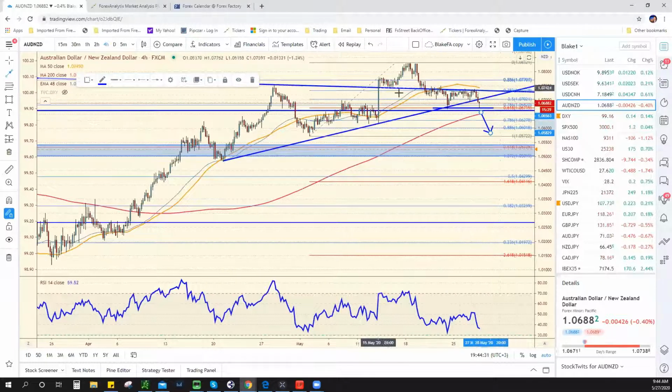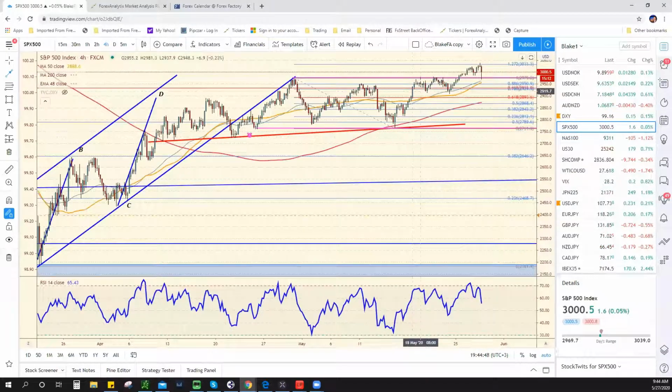But anyway, if you break through the Aussie New Zealand through the 618 retracement, I think it's really going to showcase the weakness of the Aussie. One of the reasons why the Aussie could potentially underperform is this news out of Hong Kong. And that's the last thing I really want to talk about, and then I'm going to let you guys go.